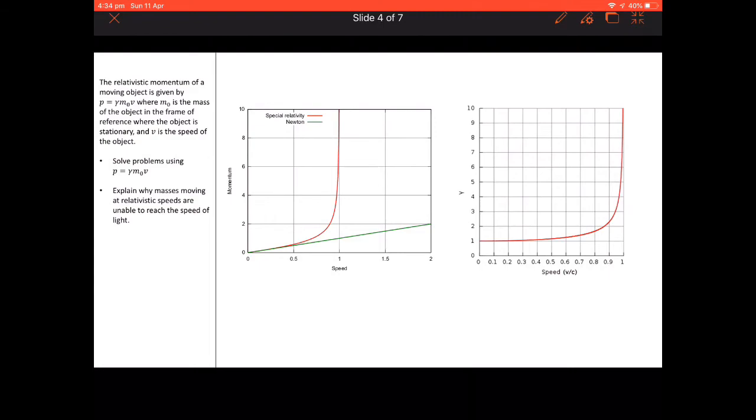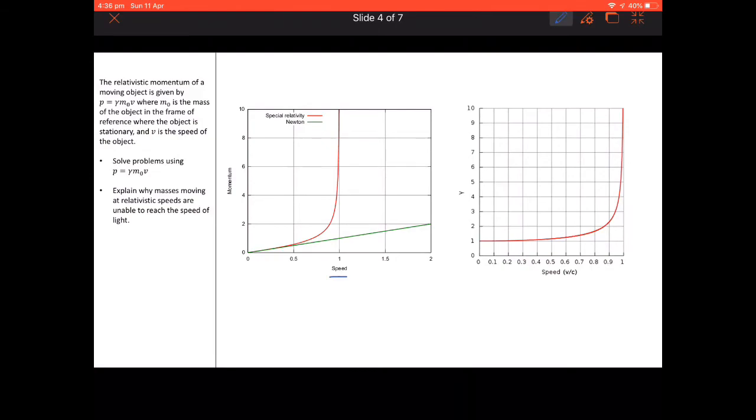So these graphs just reiterate what I was saying on the previous slide. So when the velocity is a very small fraction of the speed of light, the relativistic momentum is pretty much equal to the classical momentum, and that's indicated around here where the two lines are sitting on top of each other. We've got the special relativity graph in red, and then the Newtonian or classical graph in green.